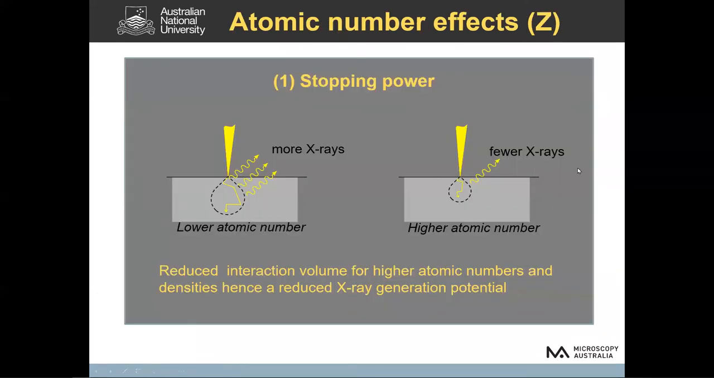So what are these matrix corrections? Well, first of all, there are atomic number effects. The average atomic number of the sample is often not the same between the standard and the unknown.